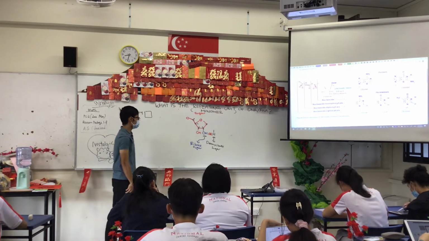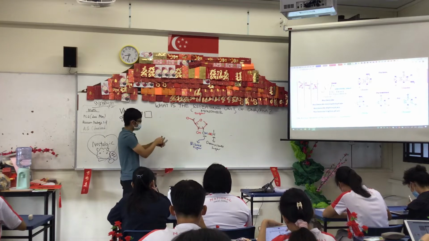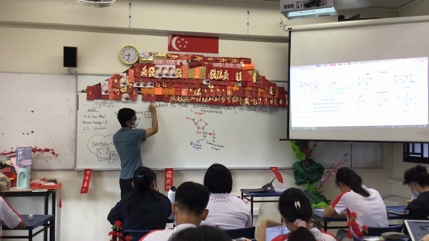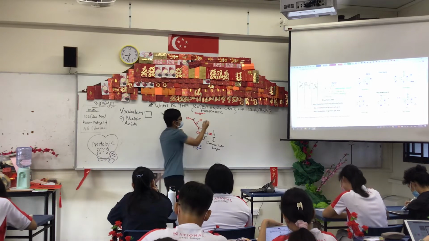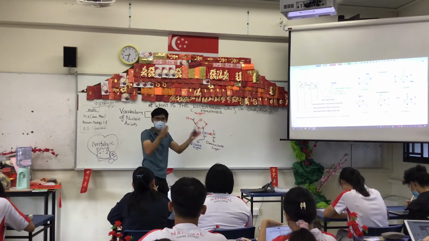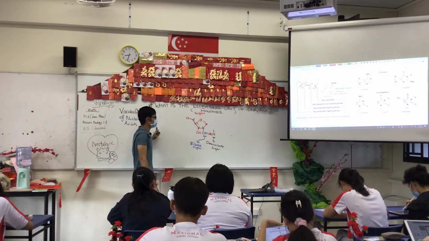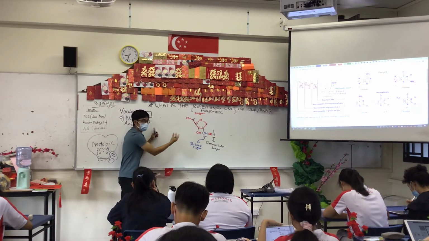Next, today we're going to focus on this. What is the repeating unit of DNA or RNA? Or in other words, what is the monomer? What is the thing that repeats itself within the DNA? So we're going to build that single unit first.